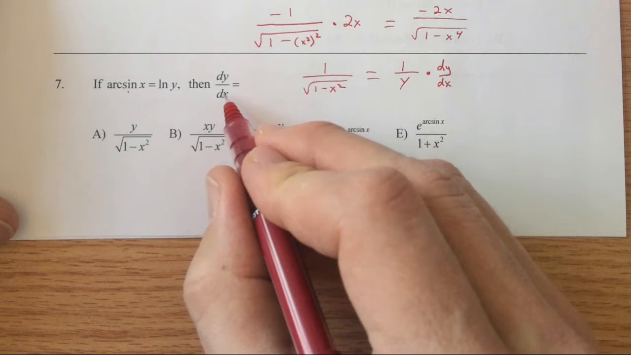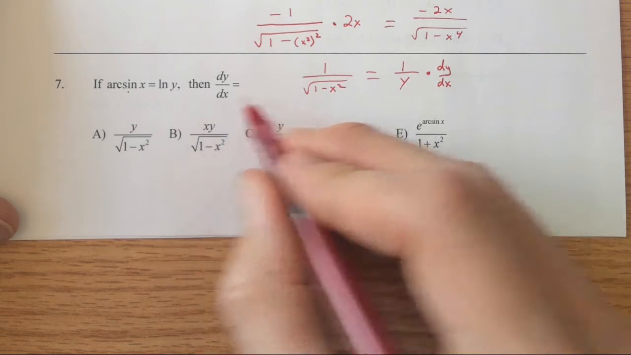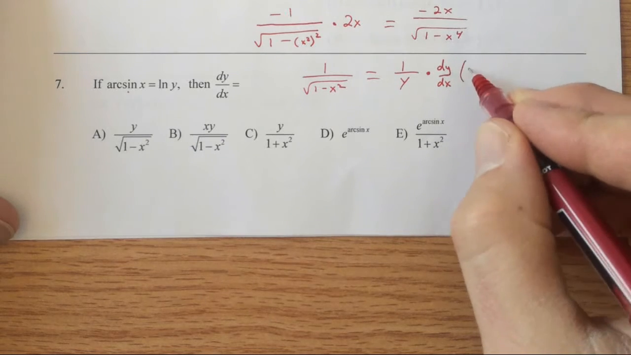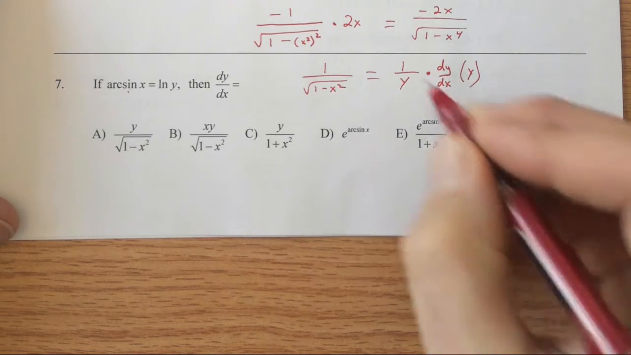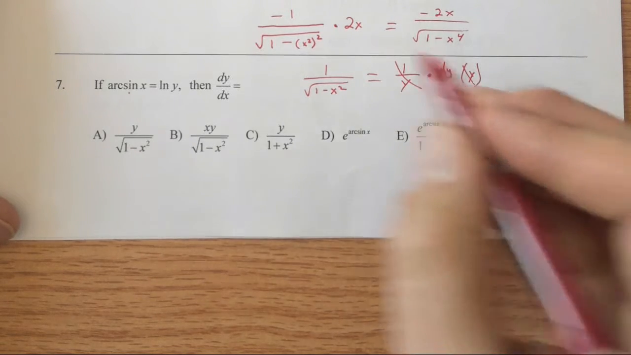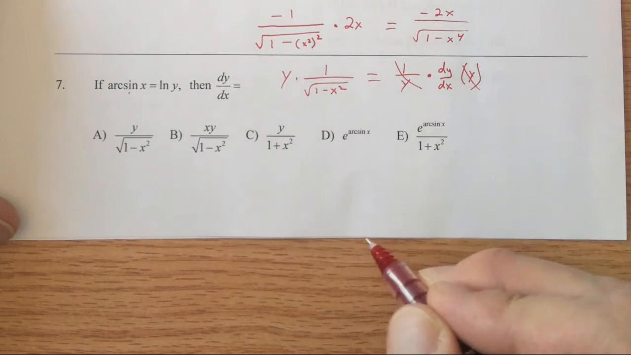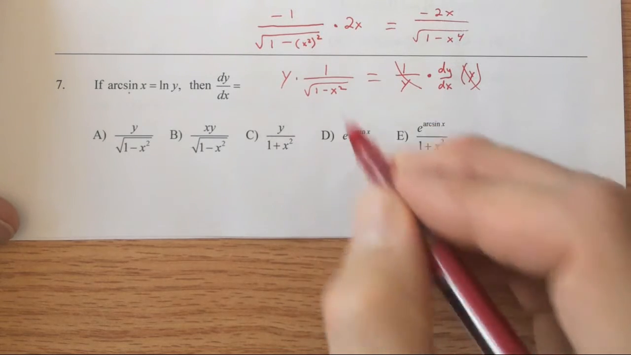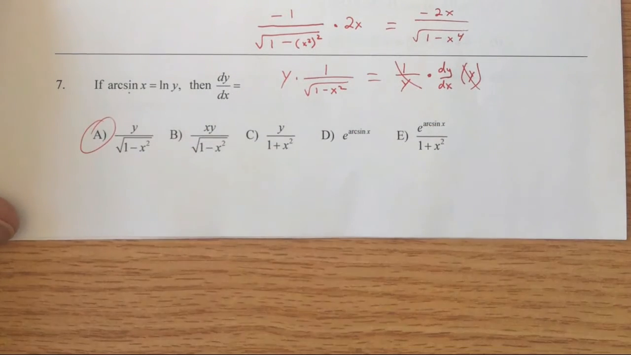Now our goal is to get dy dx all by itself. How do we do that? We just multiply the right side by y. That will eliminate these. But if we multiply the right side by y, we have to multiply the left side by y. So we want y over the square root of 1 minus x squared. A is your answer.